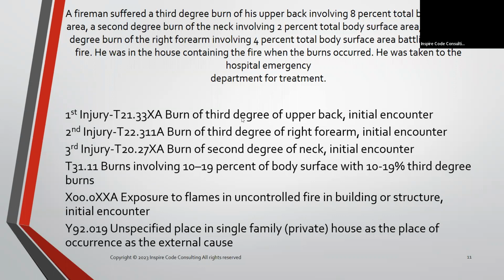So now that we have come across our burns, which is our injuries, and all of this here can be treated by the actual provider, let's tell the story of how it happened. This person was exposed to flames in an uncontrolled fire in building or structure, initial encounter, and then the unspecified place in a single family house as a place of occurrence. And the reason why it's unspecified place, it did say a house. It didn't say what kind of a house. So that's why we went to unspecified place here.